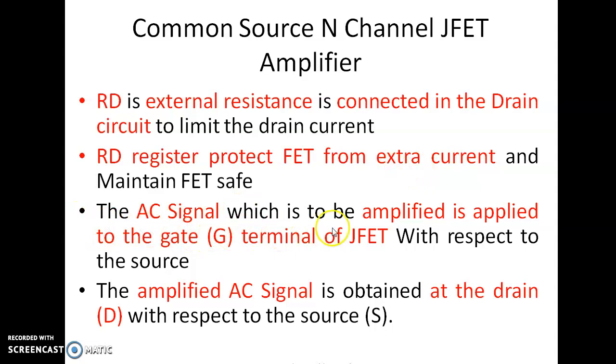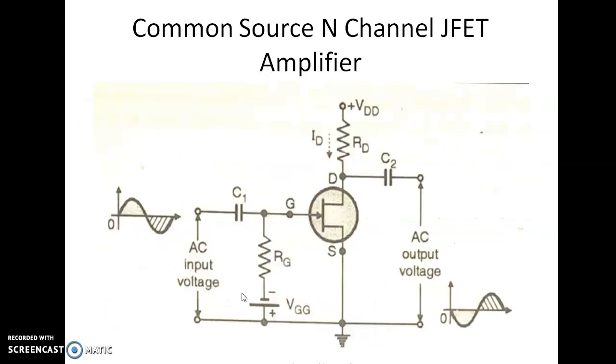The AC signal which is to be amplified is applied to the gate terminal of the junction field effect transistor with respect to source. The amplified AC signal is obtained at the drain with respect to source. So we are applying the AC input signal to the gate of the n-channel junction field effect transistor, and we are observing the AC output signal at the drain terminal.